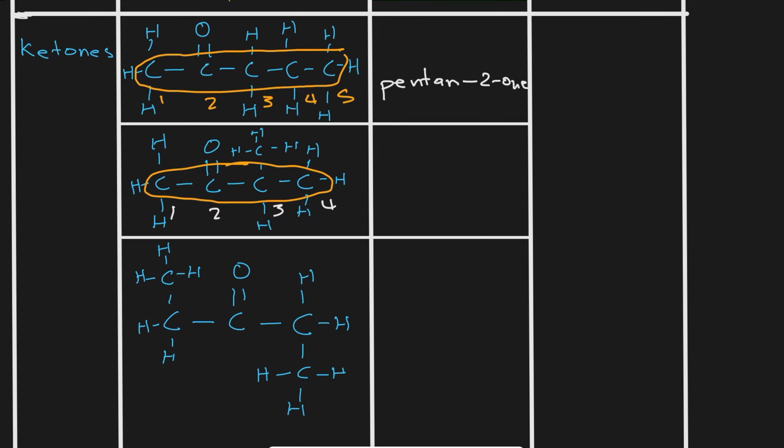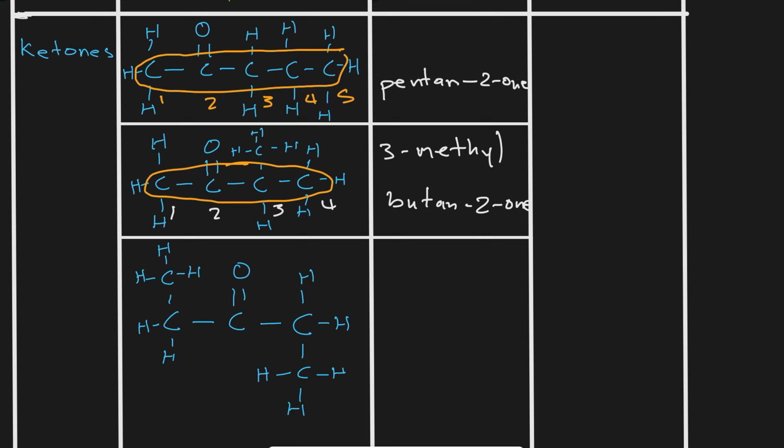When we name this, the main chain has 4 carbons, so that is butane. And what is the position of the ketone? The ketone is on position number 2, so that's 2, and then we write one. So it's going to be butan-2-one. Now we can see that we have a branch, so we also need to include that branch in the name. This branch is attached to carbon number 3, so that is 3, and the branch is a methyl. So the name of this molecule is going to be 3-methylbutan-2-one.